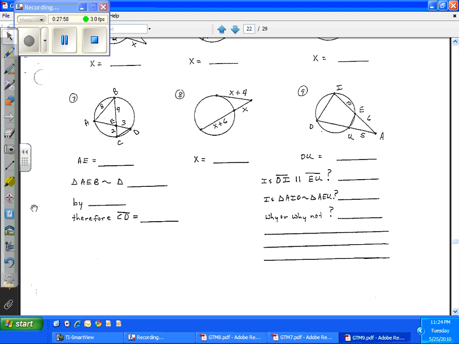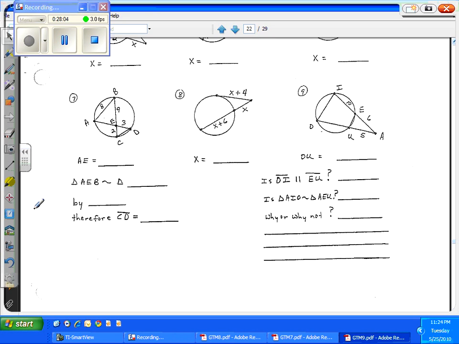AE, BC, and AD are chords in a circle. If two chords intersect inside of a circle, then piece times piece of one chord equals piece times piece of the other chord. So we could say 3 times AE is equal to 2 times 9. And you can finish solving that.